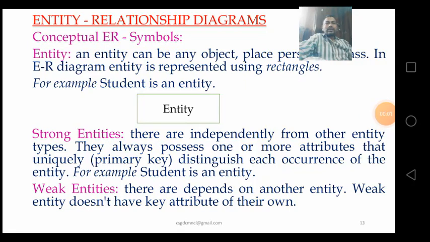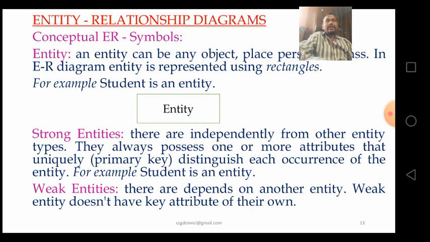Good morning, students. Today we are going to discuss entity relationship diagrams. In the previous class we discussed the entity relationship model. What is an ER model? Entity relationship diagram and entity relationship basic concepts. What is an entity? What is an attribute? Entity type, entity set, entity instance. These were discussed in the previous video lesson.